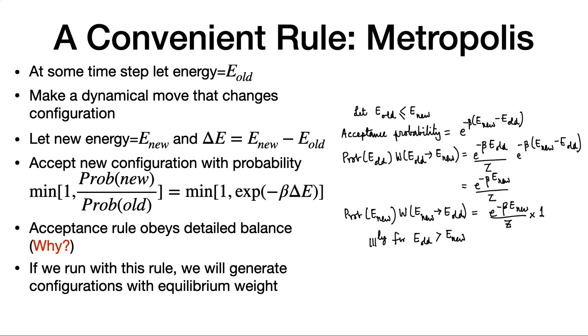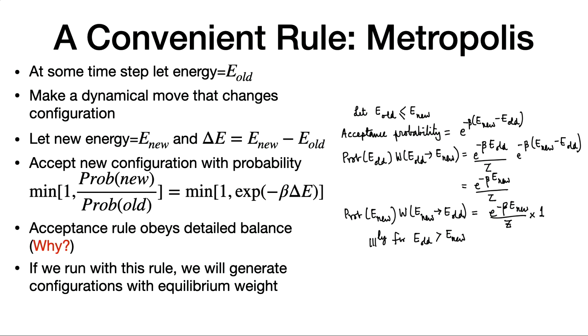Now, all that we have to check is, is detailed balance satisfied? So, what is the probability current from E old to E new? It is the probability of E old, e to the minus beta E old by Z, times the probability of going to the new one, e to the power minus beta into E new minus E old. Then the E old terms cancel out, and you get this answer. Now we look at the reverse probability current, probability of E new times W from E new to E old. This W is 1 because we are lowering energy. So this is just e to the power minus beta E new by Z, and they match. So detailed balance is satisfied.